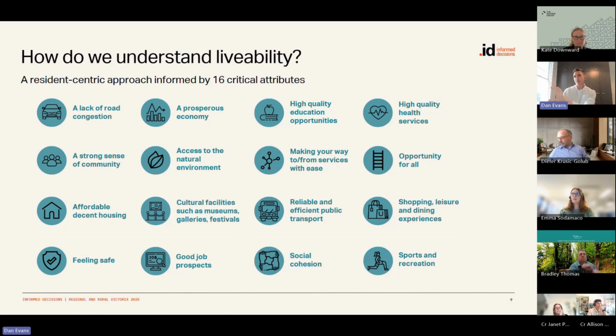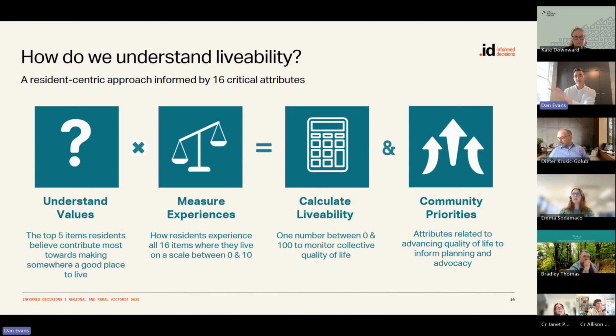In practice, in our approach to understanding livability, we present the people who complete the survey with those 16 attributes, and we ask them to tell us the 5 that they believe contribute most towards making somewhere a good place to live. Through that, we get a hierarchy of values for a community. Values do change place to place, and you'll see examples of that in a moment.